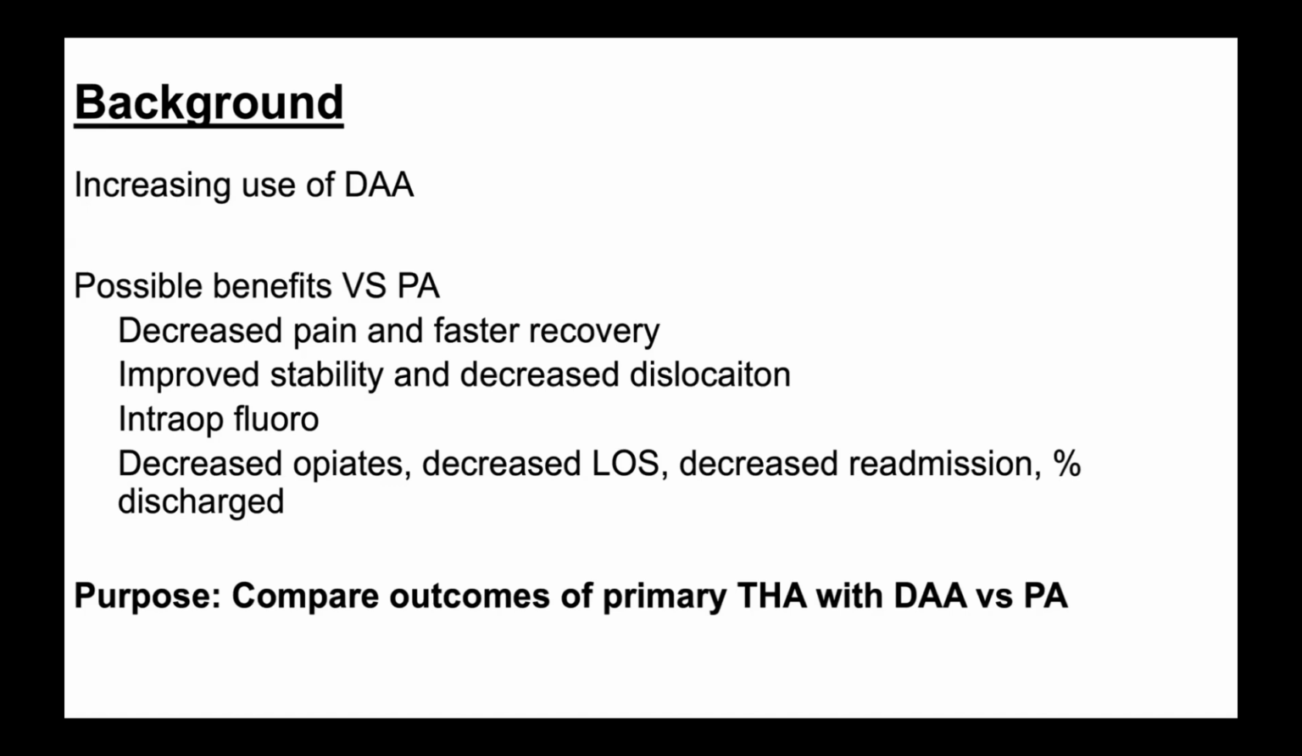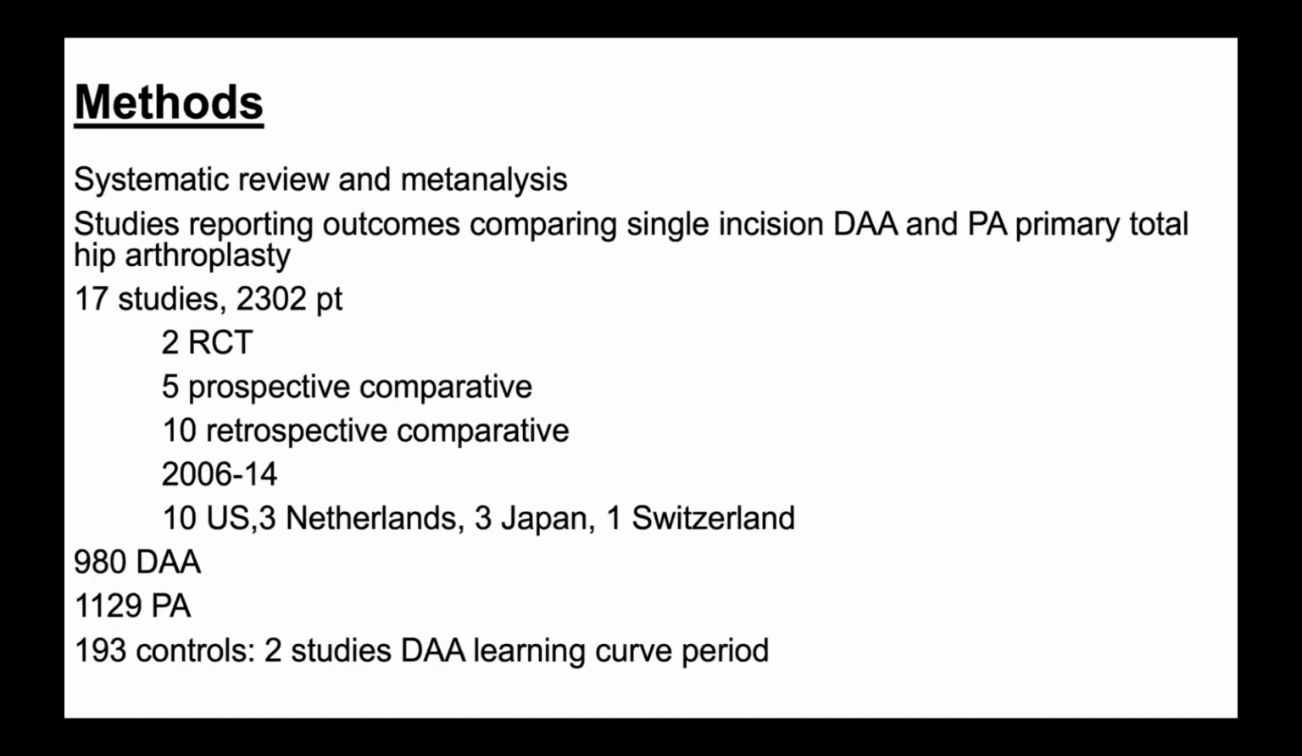And then finally, there's some talk about less opioid use and shorter length of stay in the hospital for the direct anterior approach. So the purpose of the study was to compare some of these outcomes following primary hip replacements using the direct anterior approach versus the posterior approach. Again, this was a systematic review and meta-analysis comparing those two approaches.